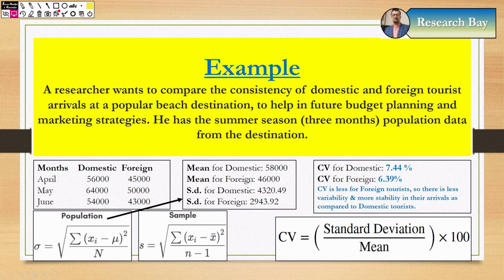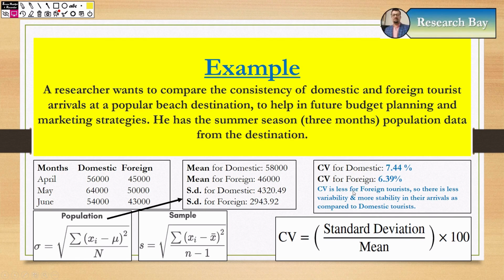Now, after getting the mean and standard deviation, we need to use this formula and just plug in these values into this formula for coefficient of variation. Standard deviation for the domestic 4320.49, mean for the domestic 58,000, and then multiply by 100 to get a value in percentage, you get 7.44%. Similarly, doing it for foreign tourists, you get 6.39%.